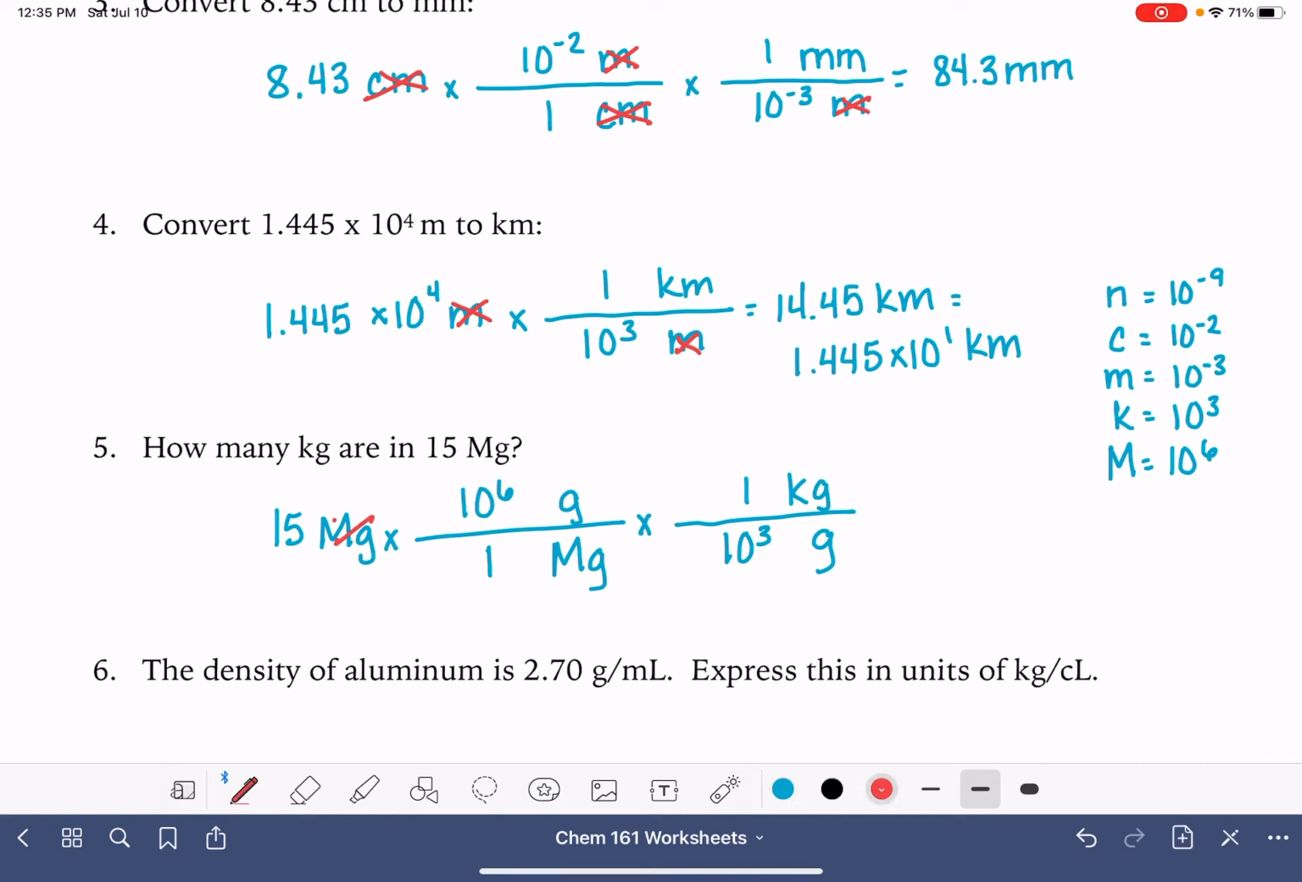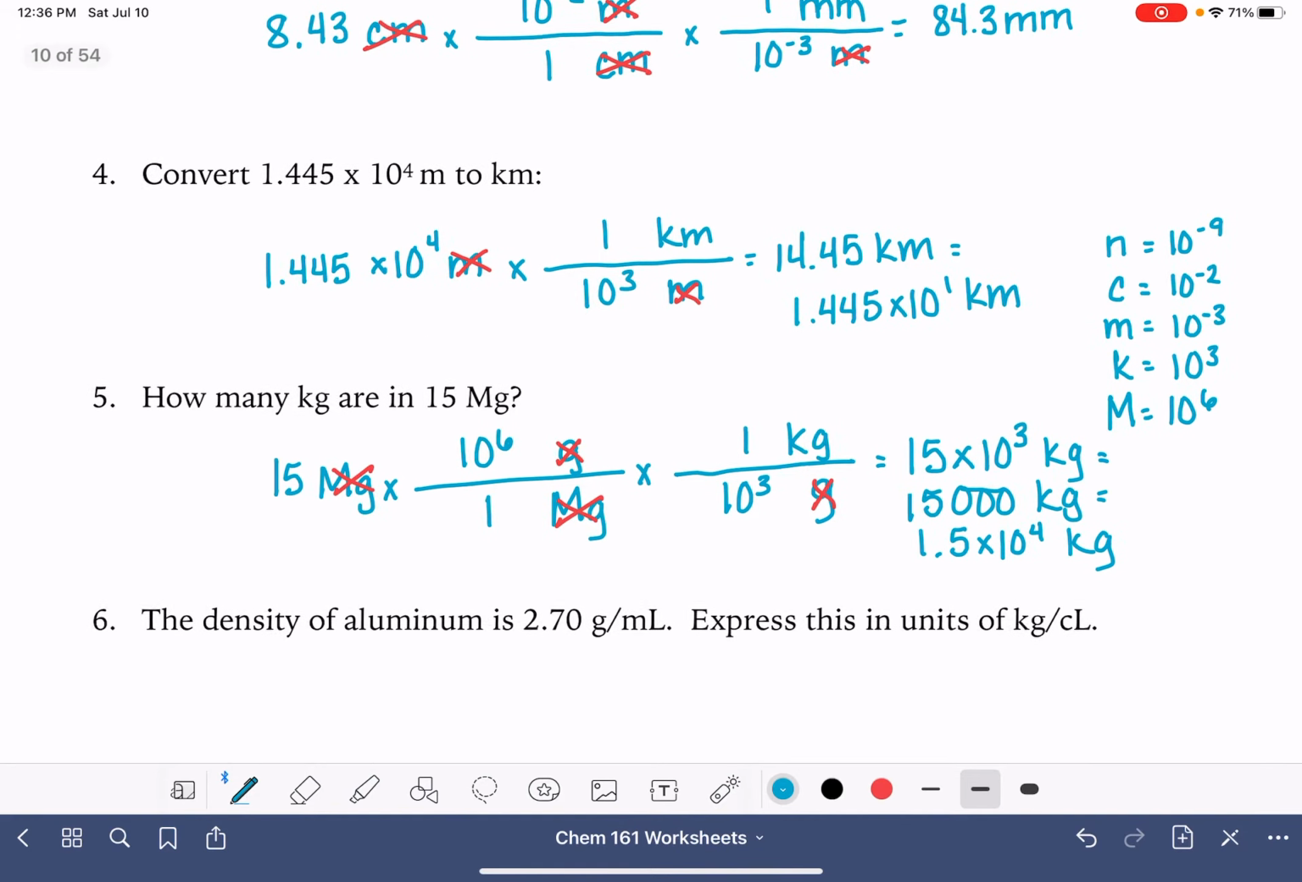Let's take a look at the canceling of the units, just to make sure that everything has been set up correctly. I'm going to put this into my calculator: 15 times 1 times 10 to the 6 divided by 1 times 10 to the 3. My calculator gives me 15,000. And your calculator, if it's set on scientific notation, might give you 1.5 times 10 to the 4 kilograms.